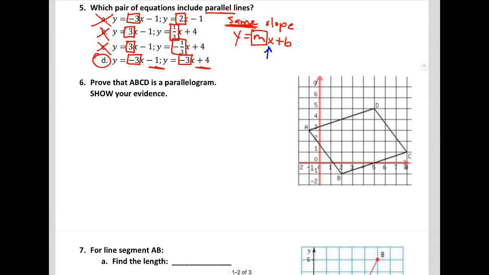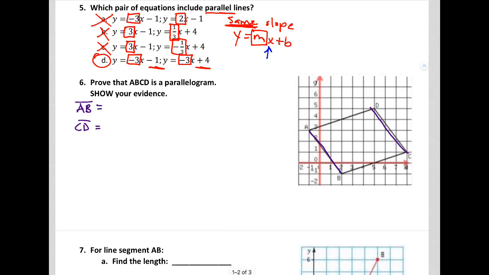Okay, and for number 6, if we want to prove that we have a parallelogram and we want to show our evidence, well, first, there's a few things we need to make sure we do. Parallelograms have opposite sides congruent and opposite slopes the same. So basically we find all the side lengths first. We have this side here, which is side AB, and the side opposite of AB is CD. So we need to first go ahead and find their lengths, and we can find their slopes.